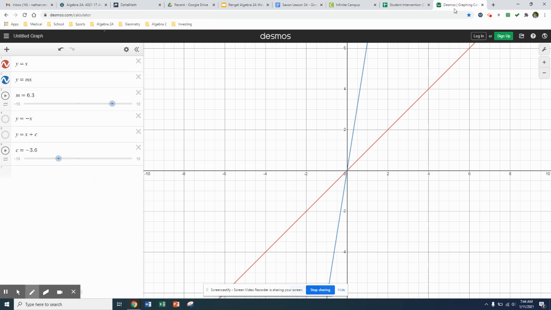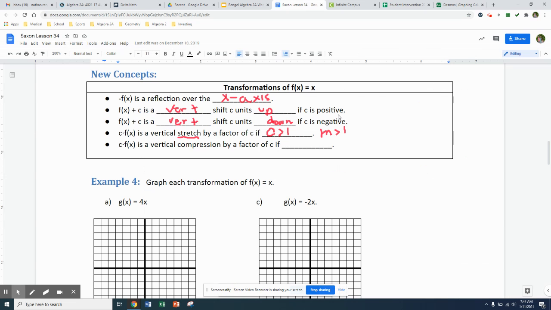And then secondly, when does it start to do what's called a compression? Well, let me go grab that c again. So here, if I'm right at 1, that's exactly the same as my parent function. As I start to go below 1, between 0 and 1, I start to see my graph flatten out. So any slope that's between 0 and 1 is going to start to flatten out. So here, I'm going to say when c is between 0 and 1, I'm going to start to see my graph flatten out.